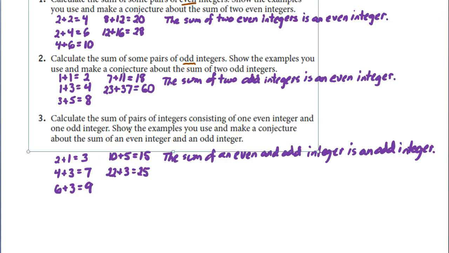Number 3, calculate the sum of pairs of integers consisting of one even integer and one odd integer. So here I've thought of some examples, an even plus an odd, an even plus an odd, an even plus an odd, and looked at my answers. They appear to always be odd numbers, and I've written that out here as a conjecture.